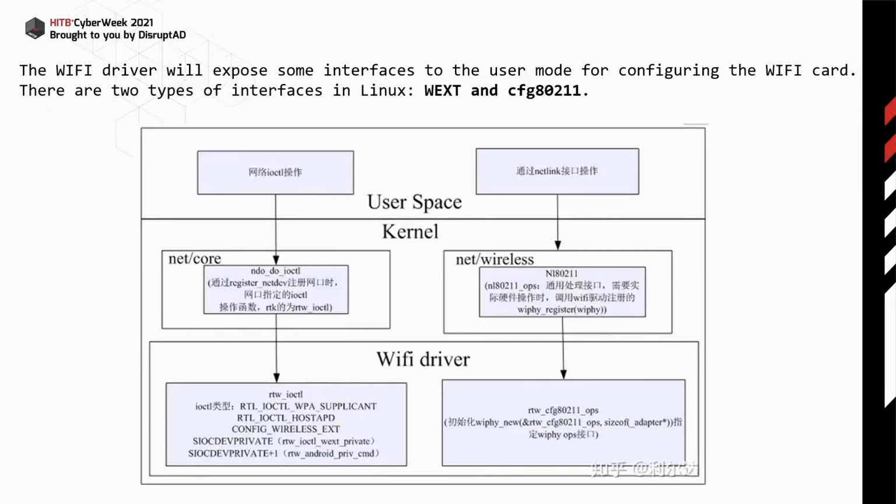In the current Linux kernel, the user mode and the Wi-Fi driver can communicate through WEXT or cfg80211. WEXT actually uses the ndo_do_ioctl callback function, and cfg80211 is implemented based on the netlink mechanism. Regardless of the mode, when the driver is processing data from user mode, it may cause vulnerabilities if the data is not carefully verified.